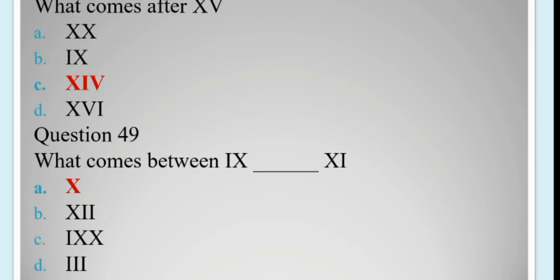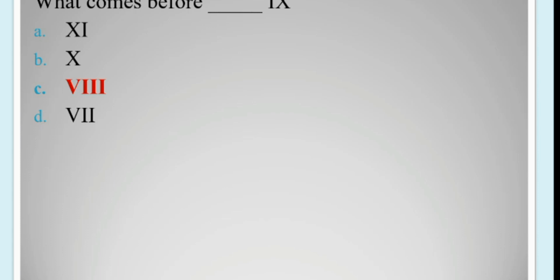Don't get confused. In the next question, what comes after XV? It's XVI. Okay. The correct option is XVI. In number 49, what comes between IX and XI? It's number X. And in number 50, what comes before IX? It's VIII. IX stands for 9 and 8 comes before 9.